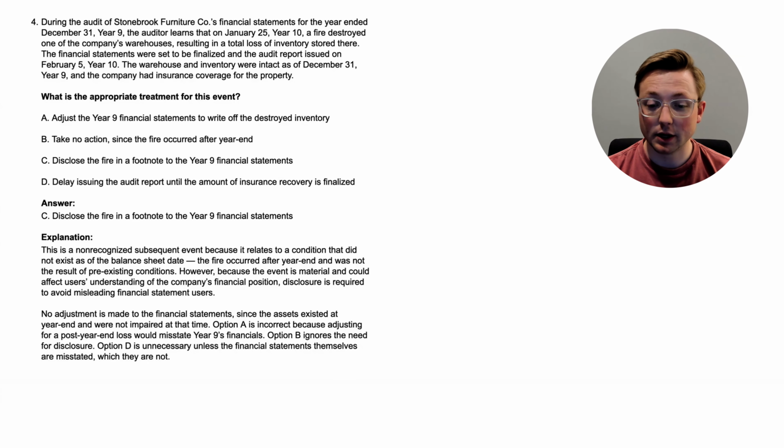Option A is incorrect because adjusting for a post-year end loss would misstate year 9's financials. Option B ignores the need for disclosure. And option D is unnecessary unless the financial statements themselves are misstated, which they are not.